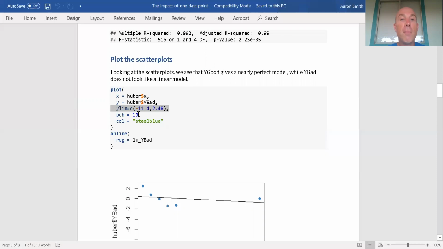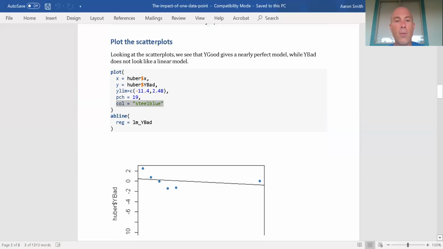Now PCH is the plot character. I put 19 because I want solid. And then I find that steel blue works pretty well for printing. So I tend to go steel blue. So let's look at this.